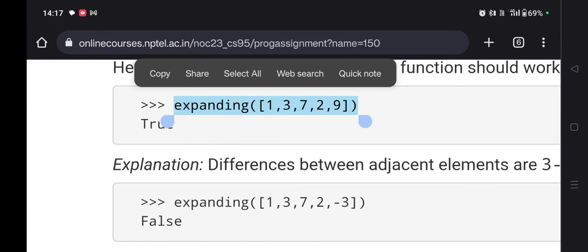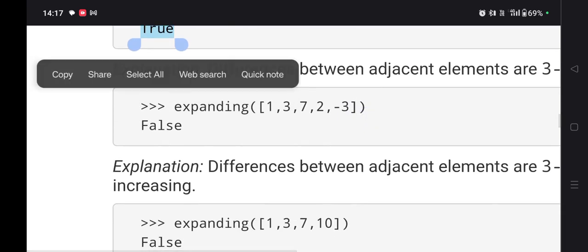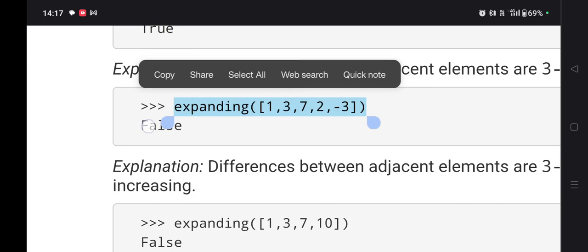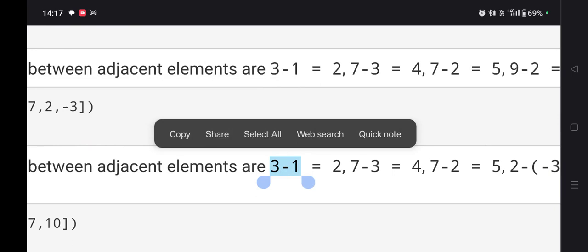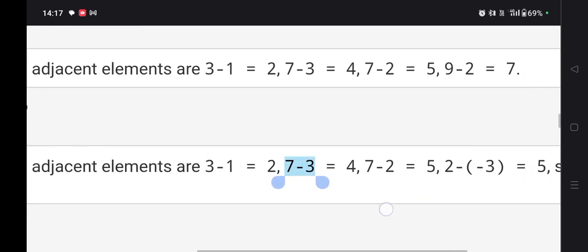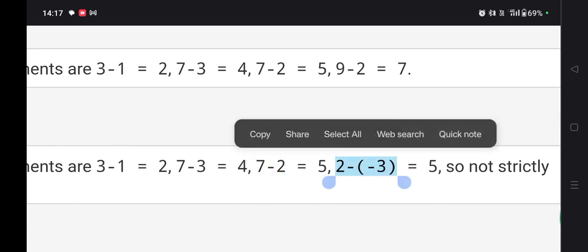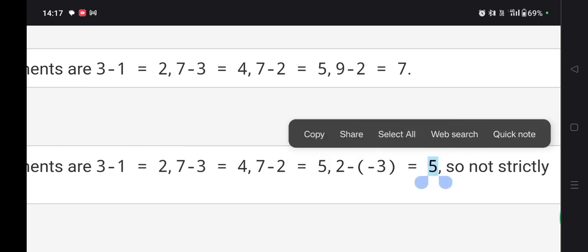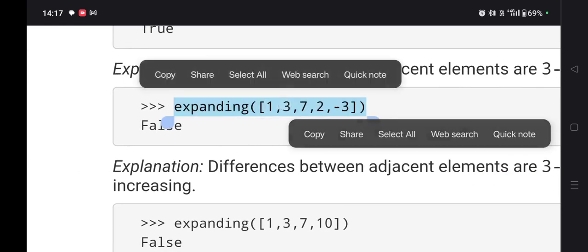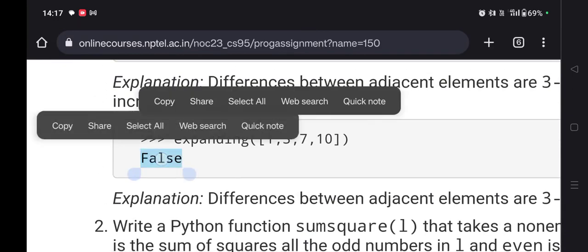If you are finding the difference between adjacent pairs and it is strictly increasing, then the answer will be true. If it is not strictly increasing, like in the other example, then the answer will be false. Now see here, 3 minus 1 is equal to 2, 7 minus 3 is equal to 4, 7 minus 2 is equal to 5, and the absolute value of 2 minus 3 is equal to 5. You can see this value is 5 and this value is 5. So this list is not strictly increasing. Same thing here. So in this condition the answer must be false.